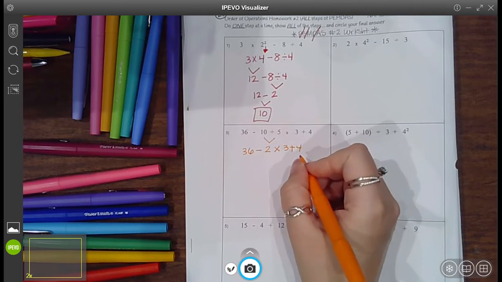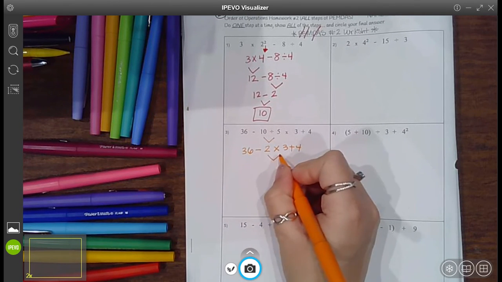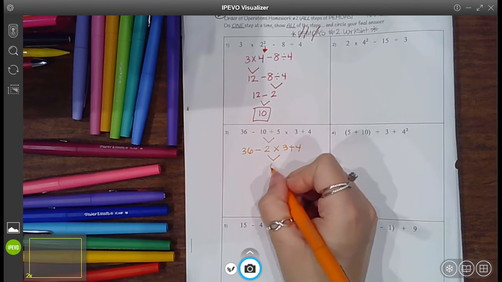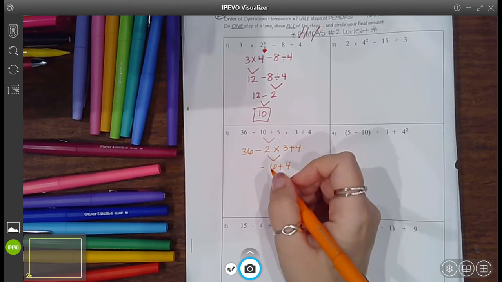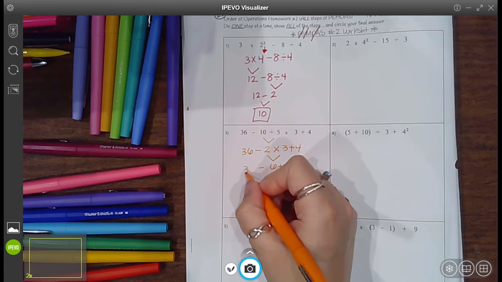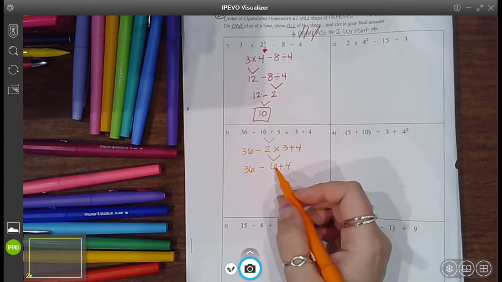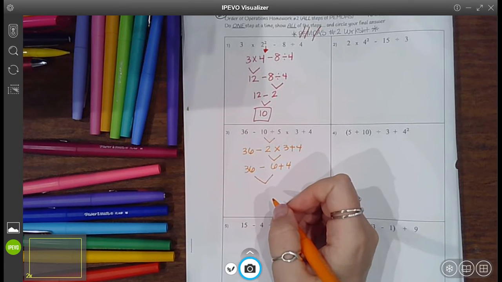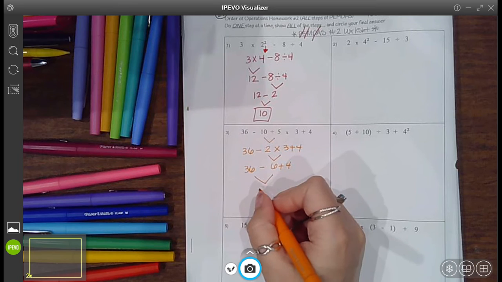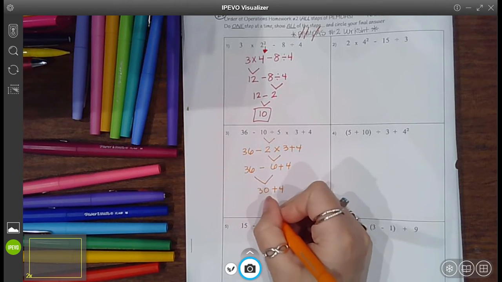And then now that I'm to here, okay, what's the one next thing that I can simplify? I'm going to take care of that multiplication. 2 times 3 is 6. Bring down that plus 4. Okay, bring down the minus and bring down that 36. Now you're deciding between adding or subtracting. You don't necessarily always add before you subtract. You do whatever comes first when deciding between those two. So 36 minus 6 is 30. Bring down the plus 4, and 30 plus 4 is 34.